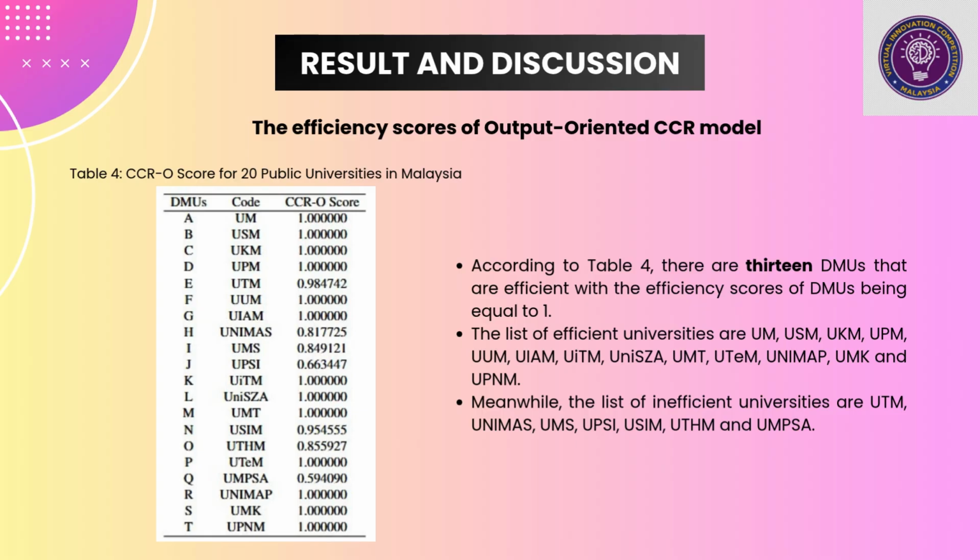Efficiency score of the output-oriented CCR model. Table 4 shows the CCR output score for 20 public universities in Malaysia. According to Table 4, there are 13 DMUs that are efficient with an efficiency score equal to 1. The efficient universities are USM, UKM, UPM, UUM, UIAM, UITM, UNIZA, UMT, UTEM, UNIMEP, UMK and UPNM. Meanwhile, the inefficient universities are UTM, Unimes, UMS, UPSI, USIM, UTHM, and UMPSA.